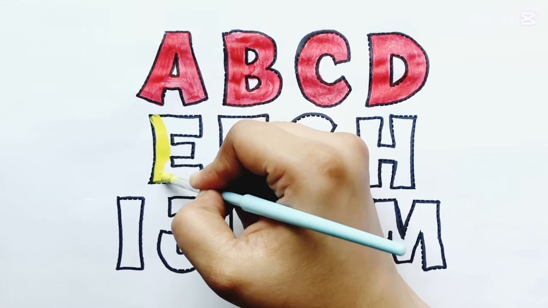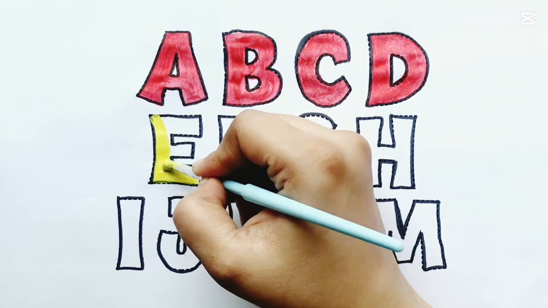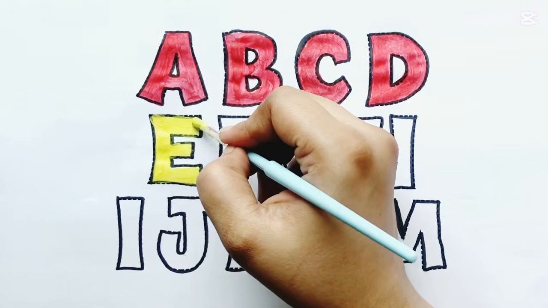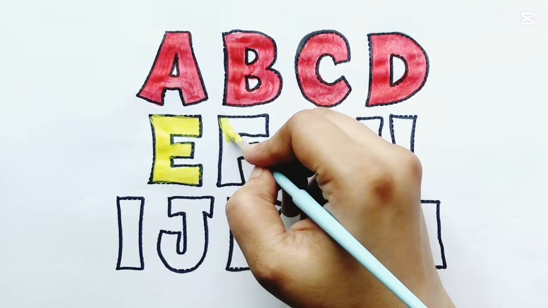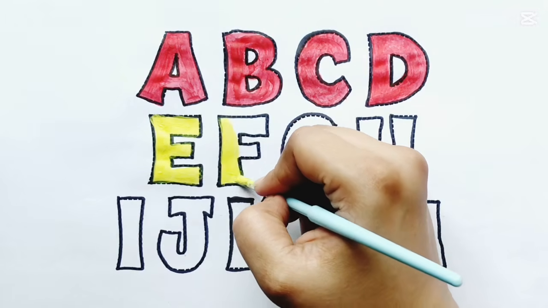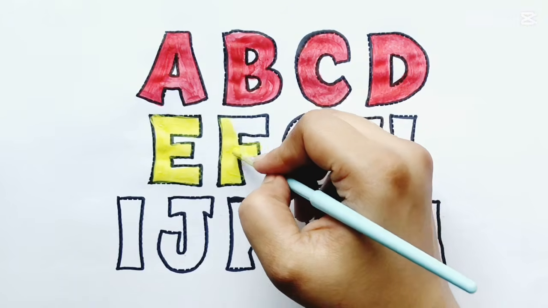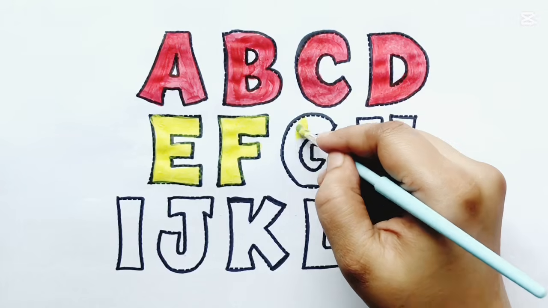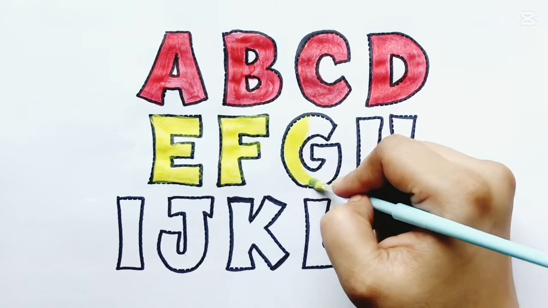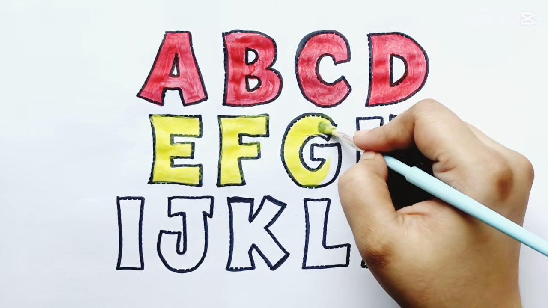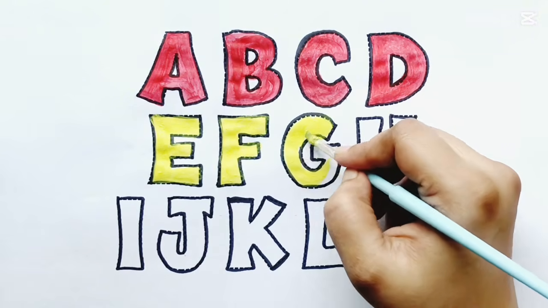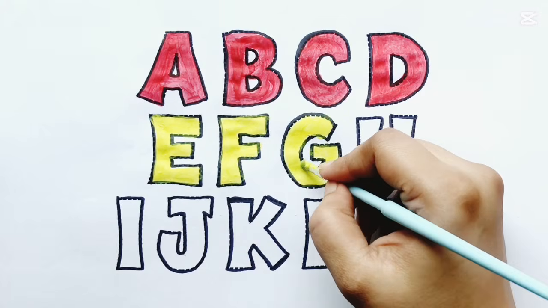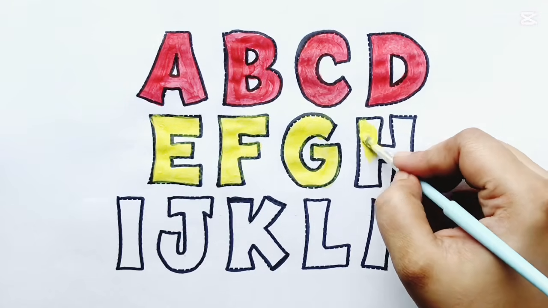Yellow color. E for eagle. F for frog. G for grapes. H for horse.